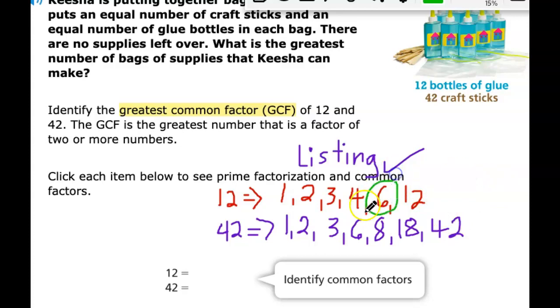Look, the greatest common, even 1, 2, 3, or any number there is still okay for 12 and 42, but the greatest, the highest that is common between 12 and 42 is only 6. So we could say there are 6 bags it could make. Let's see what Sava says and how it was done.